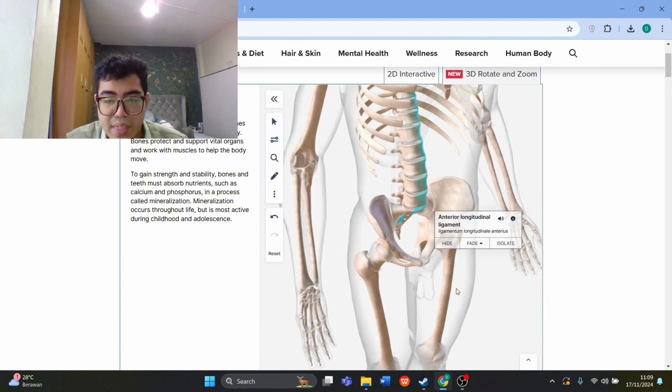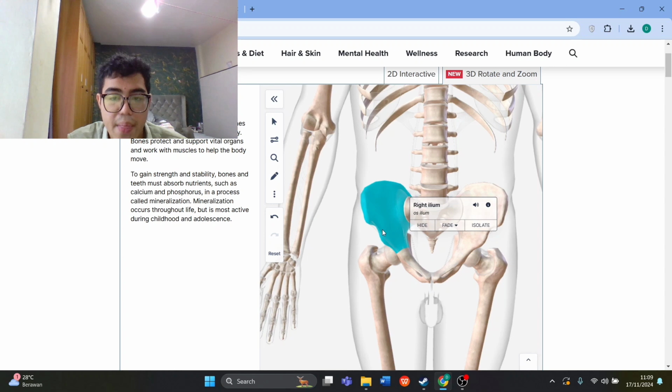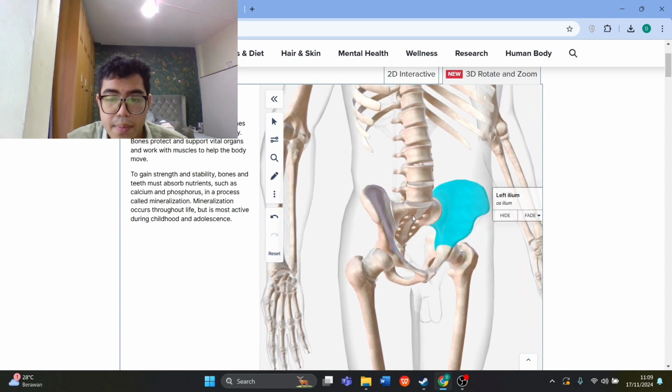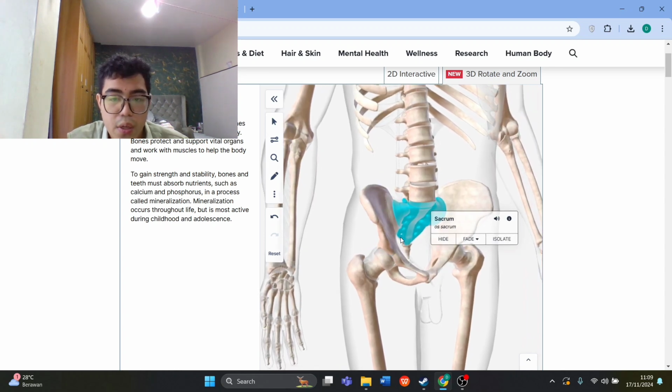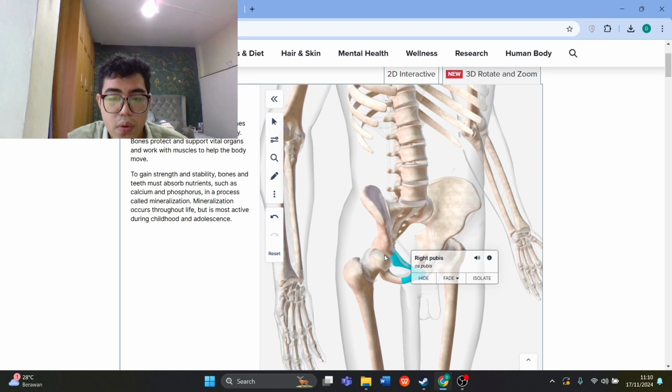We can see over here, joining the os ilium and the sacrum, the sacroiliac joints, also known as the articulatio sacroiliaca. The joint between the femur and the coccyx over here is called the articulatio coccyx.